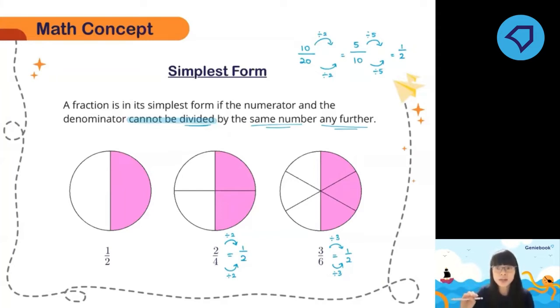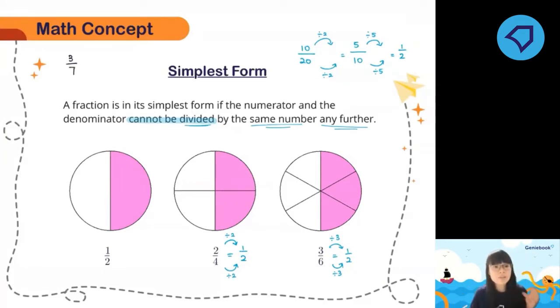So you have to divide the numerator and the denominator, again and again, by the same number until you can no longer divide them. Somebody asked me, what about 3 over 7? It's going to get a little bit messy over here. What about 3 over 7?